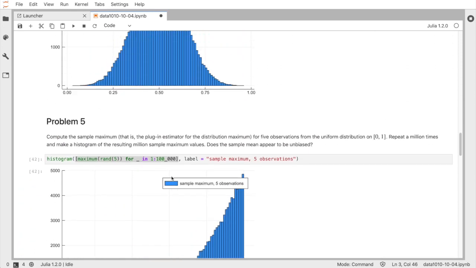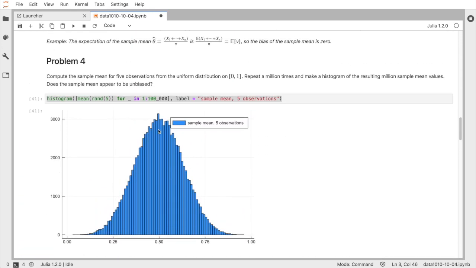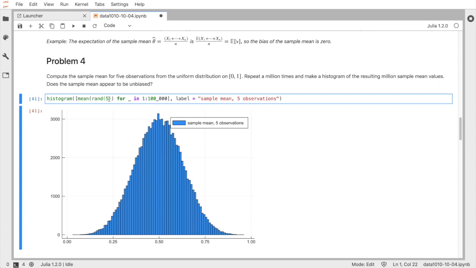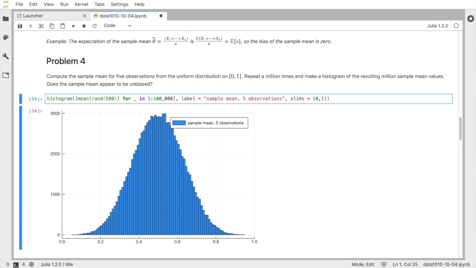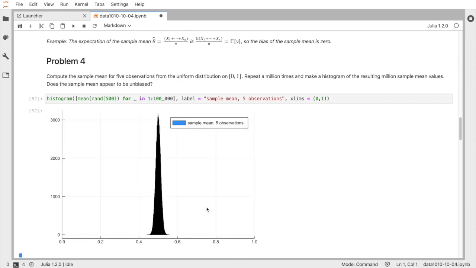If we look back up for a minute at the sample mean for 5 observations, the way that we would get the standard error to decrease here would be to make more observations. So 5 is not very many, and if we make more, then we can get a more accurate estimate. So if we have 500 observations instead of 5, then the mass is much more concentrated around 0.5.